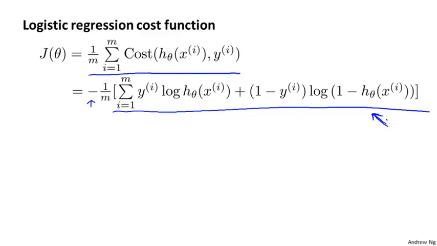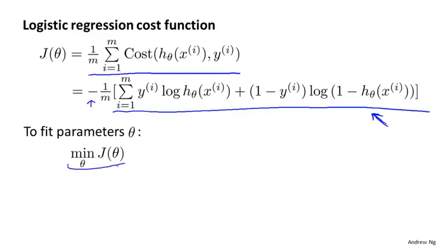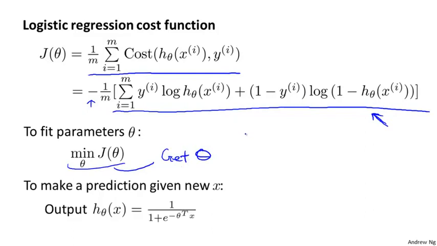Given this cost function, in order to fit the parameters, what we're going to do is try to find the parameters theta that minimize J of theta. If we try to minimize this, this would give us some set of parameters theta. Finally, if we're given a new example with some set of features x, we can take the thetas that we fit to our training set and output our prediction as this.